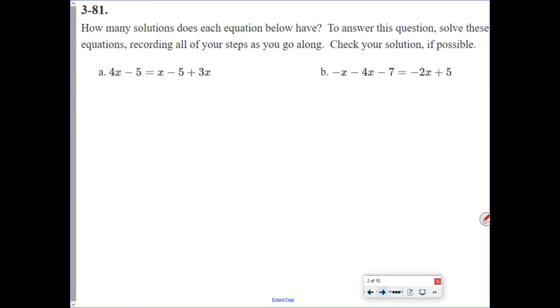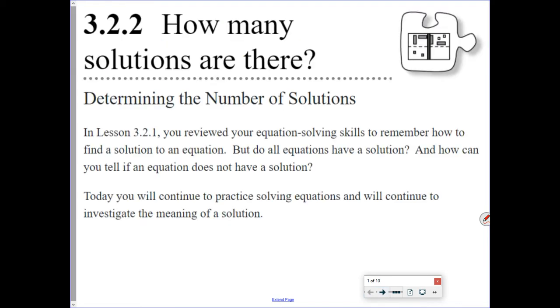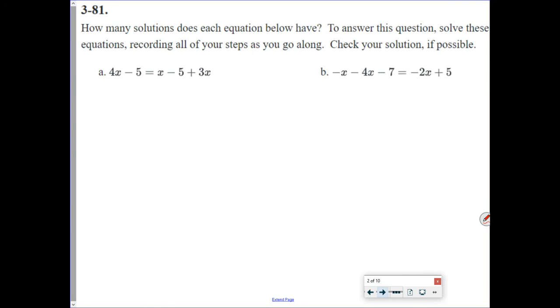So problem 381, by the way, please make sure on your paper you write lesson 322 nice and big at the top. This is problem 381. How many solutions does each equation below have? To answer this question, solve these equations, recording all of your steps as you go along. Check your solution if possible. We'll talk about this check your solution and what that means, okay? So this has some work to it. I'm going to do some of it together with you, and then you're going to finish it on your own.